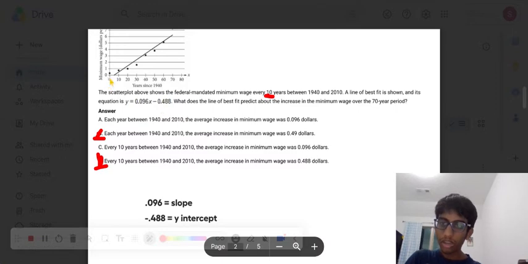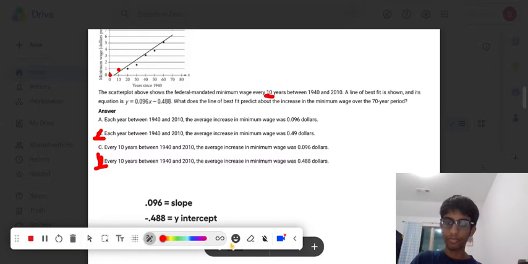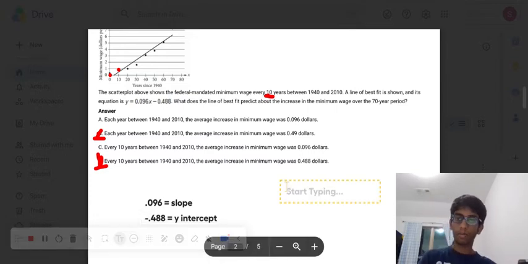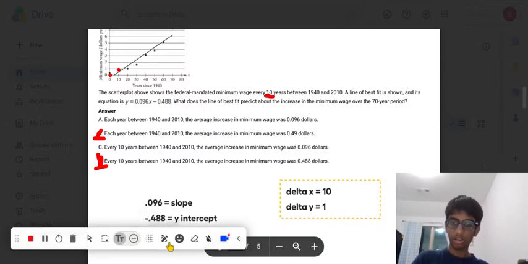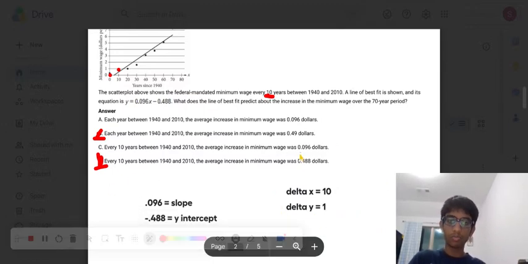But if we look carefully at the slope, we see that from 0 to 10, it increases by about 1, right? Now this is just a really basic approximation, but delta x is equal to 10 and delta y is equal to 1. So that means that choice C is incorrect because it says every 10 years the increase is $0.096, when in reality it's around 1.